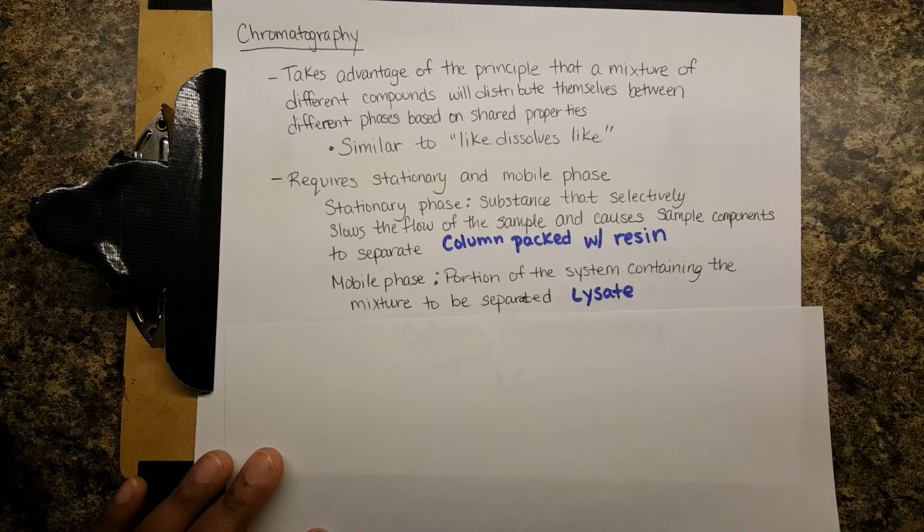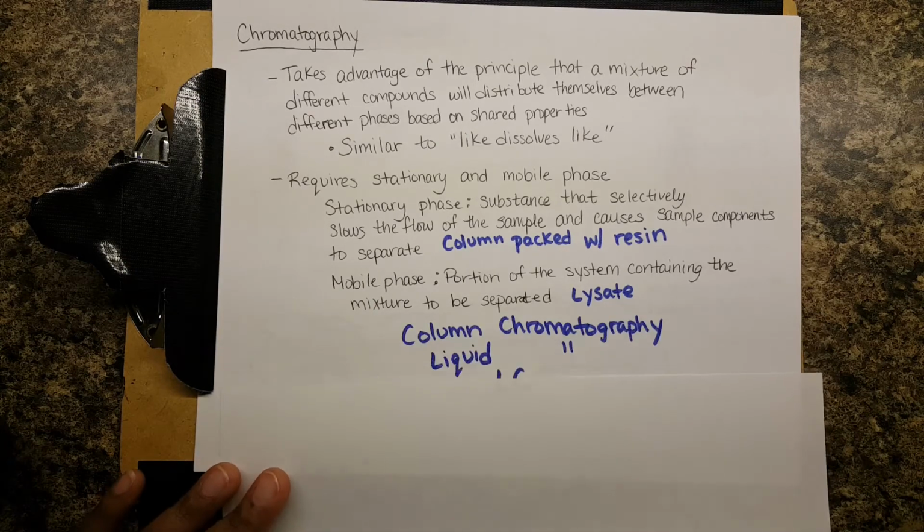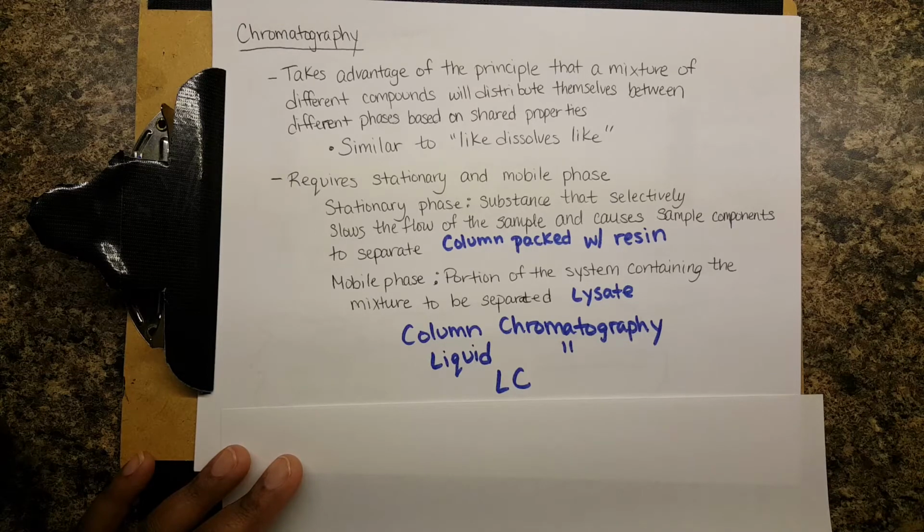The mobile phase is pretty much the mixture to be separated. In this case, it's our lysate. It contains our POI. You pour your mobile phase onto your stationary phase, and then it flows through. So I will be using terms like column chromatography, liquid chromatography, and LC. They are all the same thing. You have a column packed with resin, and you apply your lysate, your mobile phase, to the column, and then you collect fractions.